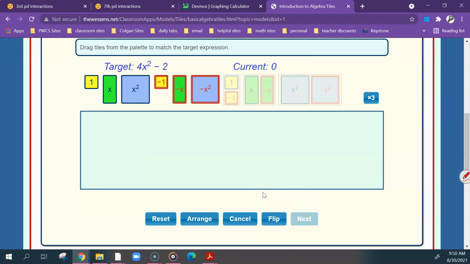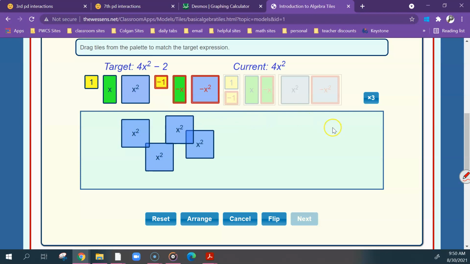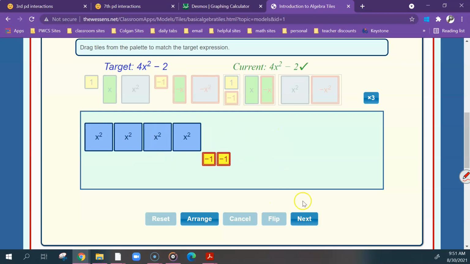Right, 4x squared minus 2. 4 of the positive green ones or blue ones? And then negative 2. 2 negative ones. We're going to get harder ones.